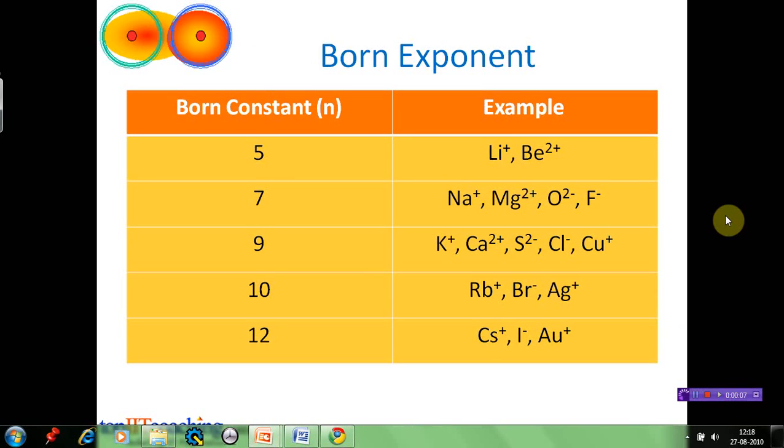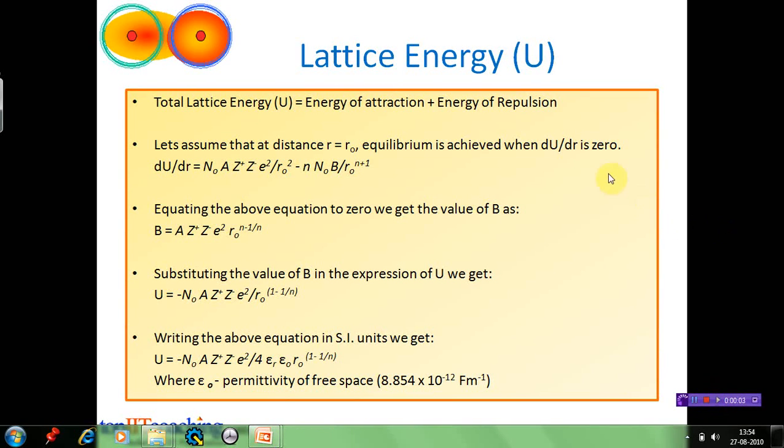This table shows the average values for Born exponent for different ions. The value of Born exponent, denoted by small n, is 5 for lithium and beryllium ions, 7 for sodium, magnesium, oxide and fluoride ion, 9 for potassium, calcium, sulfide, chloride and cuprous ion, 10 for rubidium, bromide and argentous or silver ion, and 12 for cesium, iodide and aurous or gold ion.